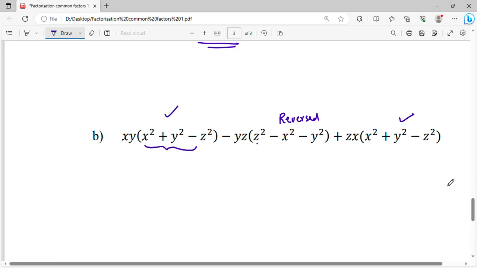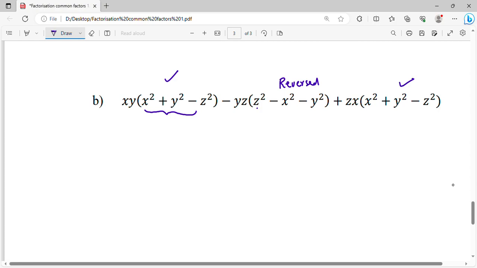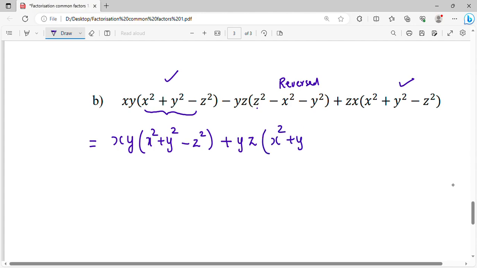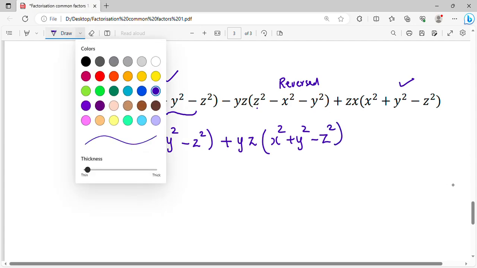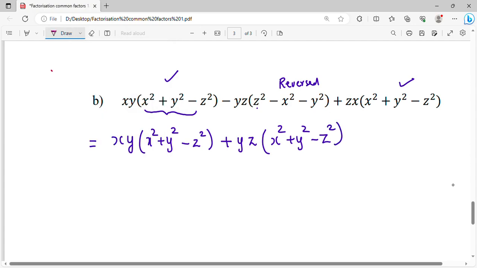So first, let me do this manipulation. It becomes x squared plus y squared minus z squared. And this becomes, if I take out the negative sign, negative times negative becomes positive, yz. So this becomes x squared plus y squared minus z squared. So what is the difference here? The difference here is this was minus, this became plus yz.